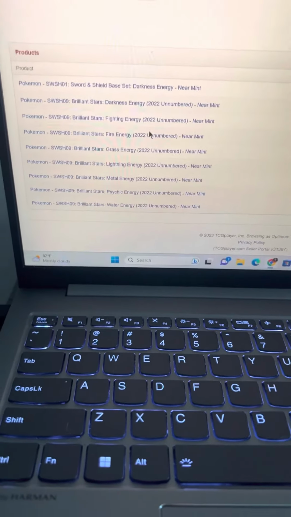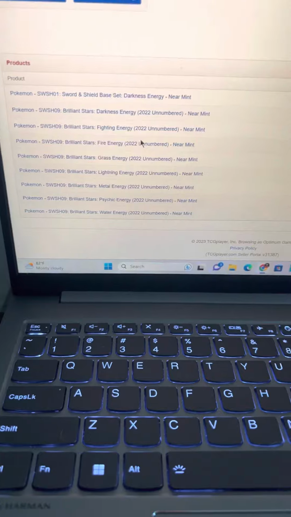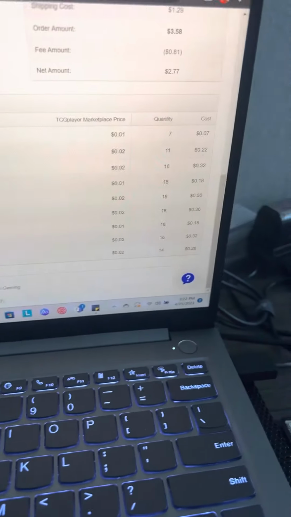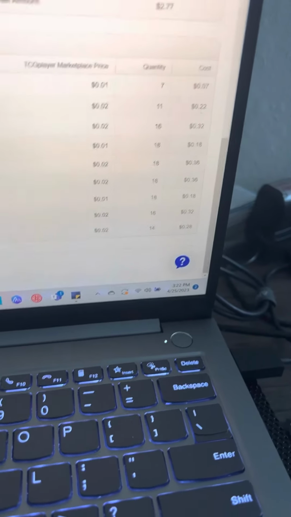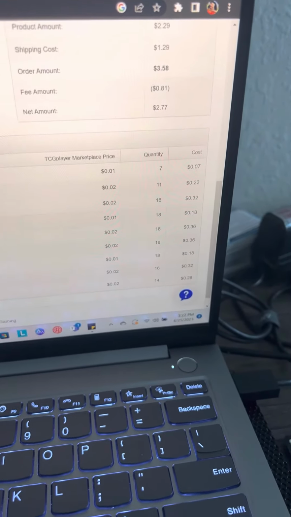So, I had an order today, and this guy ordered some energy cards, and they're very cheap. They're pennies, 2 pennies each, right? This guy ordered, it looks like, over 100 cards, and TCG Player only charged $1.29.